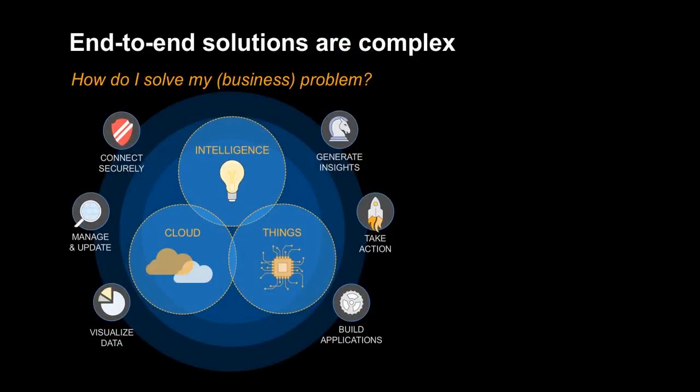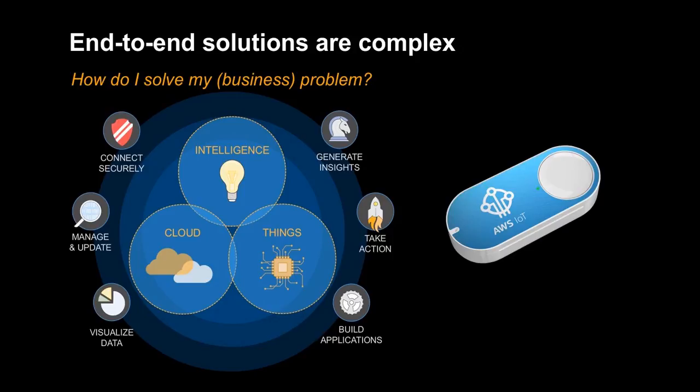So just to wrap up, I mentioned at the very beginning that these end-to-end solutions are complex. Trying to figure out how to solve this from a business process perspective, you have to connect devices, manage and update devices, visualize data, and AWS IoT helps you take care of the undifferentiated heavy lifting. But many times customers want to figure out how they can take action more quickly. And this is where you can start integrating with the AWS IoT button, and you can build those rich end-to-end workflows just from a single button click.